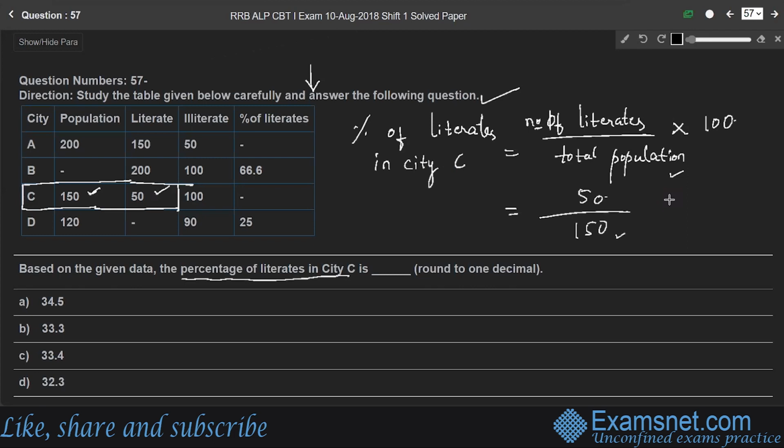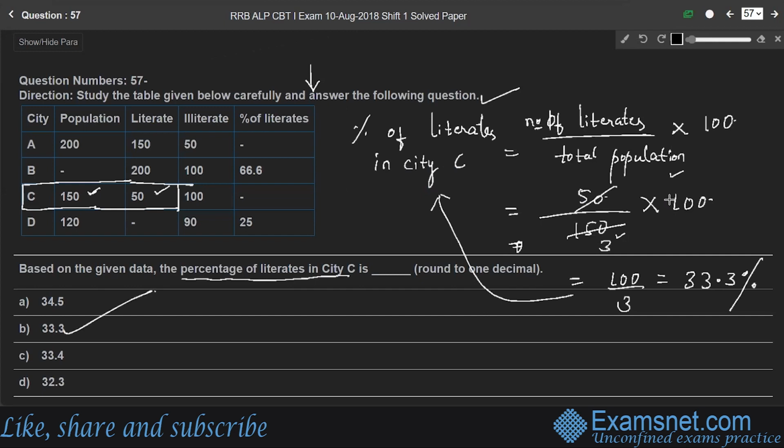So for 150 people, 50 are literates. Therefore, for 100, that means into 100, we'll get 50 into 100 by 150, which is 100 by 3. 100 by 3 is nothing but 33.3333. So 33.3 percentage of people are literates in city C. So the percentage of literates in city C is option B, 33.3 percentage.